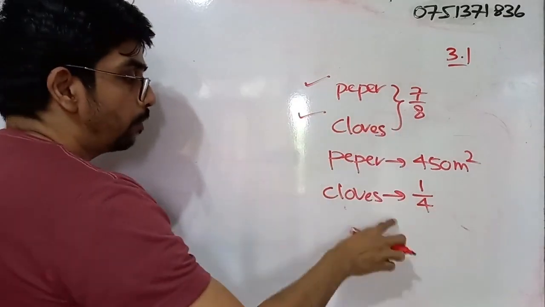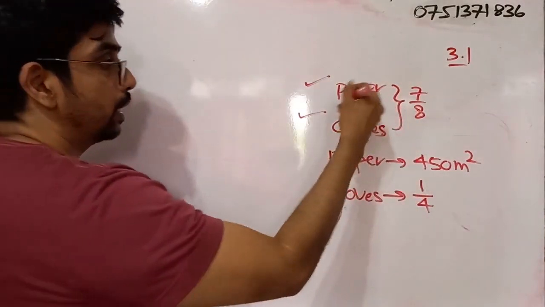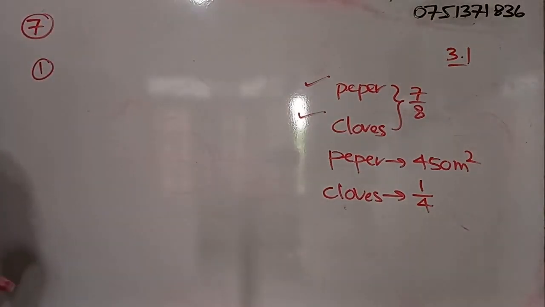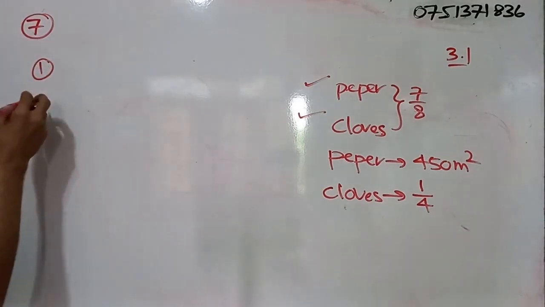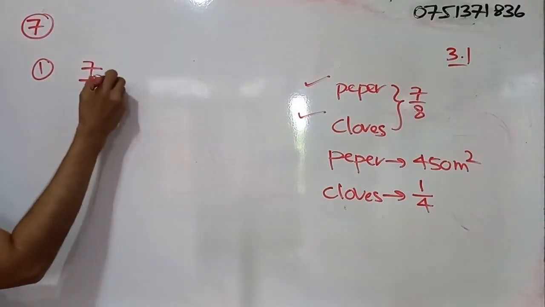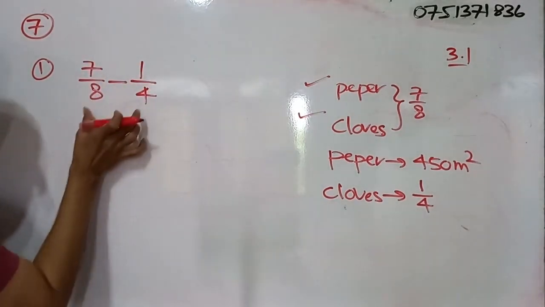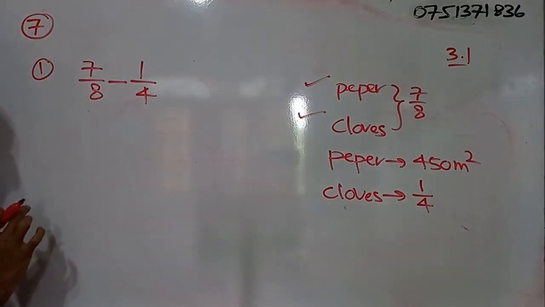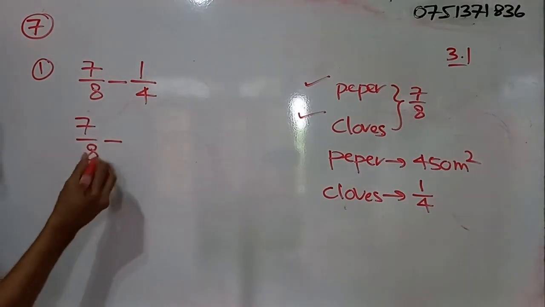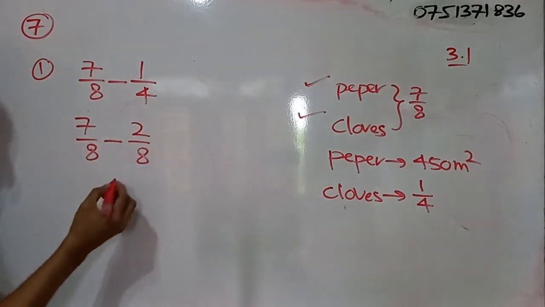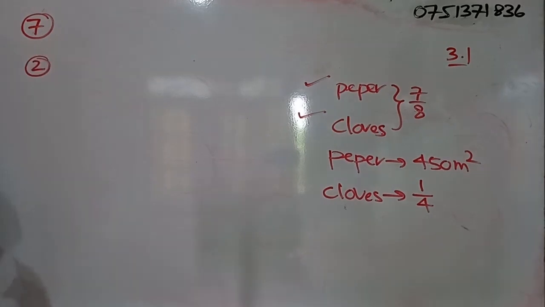Then we know the total amount of land which both pepper and cloves have been cultivated, right? We know the amount of land where only cloves has been cultivated. So by subtracting the values, we can get the amount of land where only the black pepper has been cultivated, right? So how do we find it? 7/8, we have to subtract 1/4. So between these two, the least common denominator is what? 8. So 7/8, we have to subtract what? 2/8. So here we get what? 5/8. The area of the whole land.